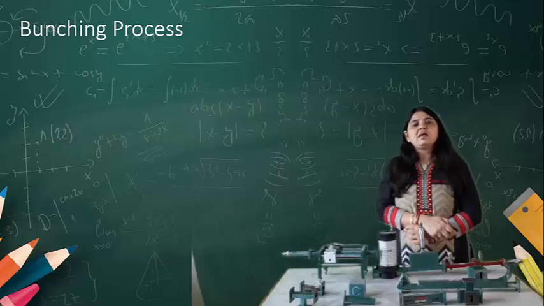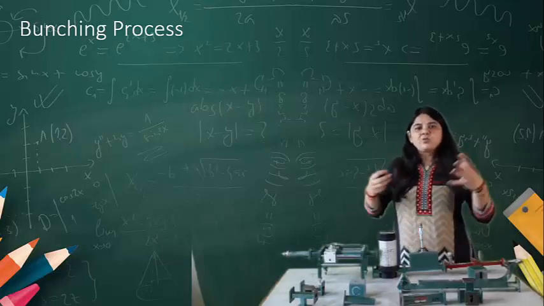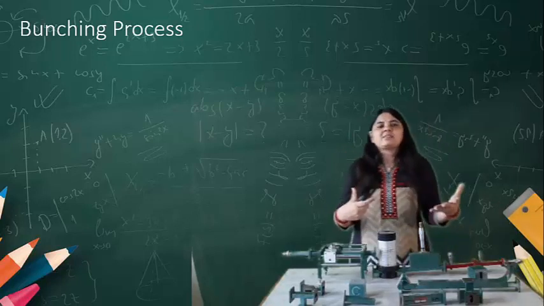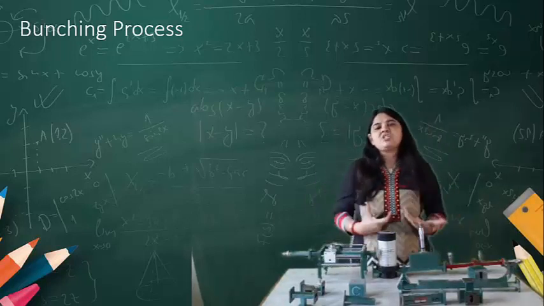That can be used in the case of the klystron. Now the bunching process: how the bunch of electrons is made. That process is known as the bunching process.